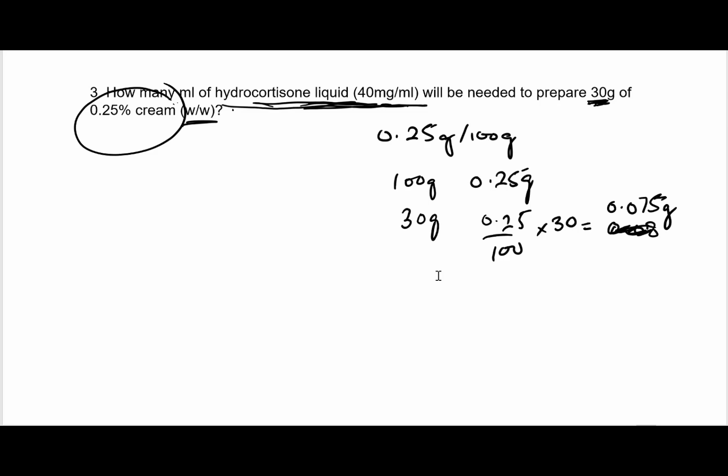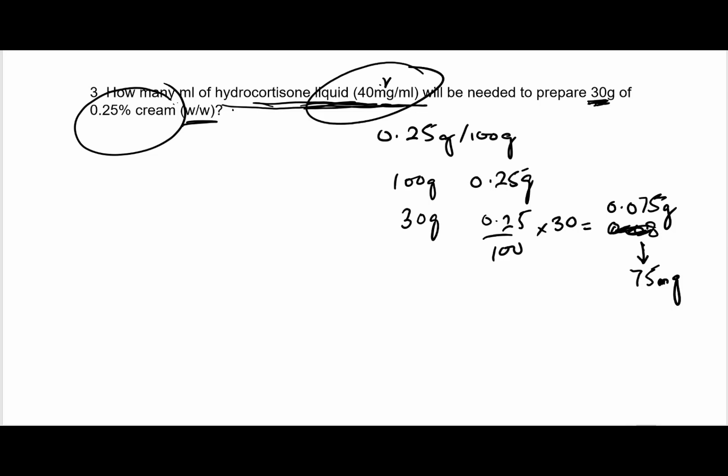So now I have figured out that in the final cream, I would need 0.075 grams. Let's convert it into milligrams because here it's milligrams. So 0.075 grams will be how many milligrams? Going from a bigger unit to a smaller unit, decimal moves towards right. 3 places, 75 milligrams. Right? So now I have figured out that in the final cream, I would need 75 milligrams of hydrocortisone.